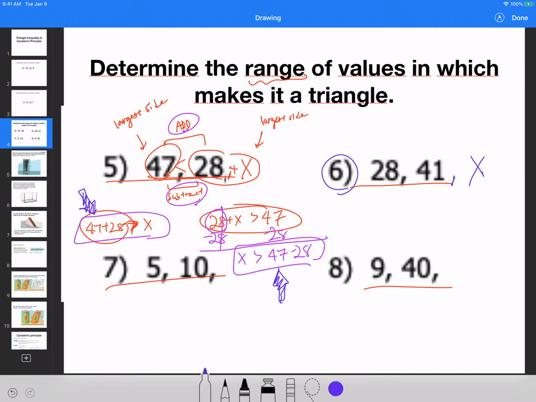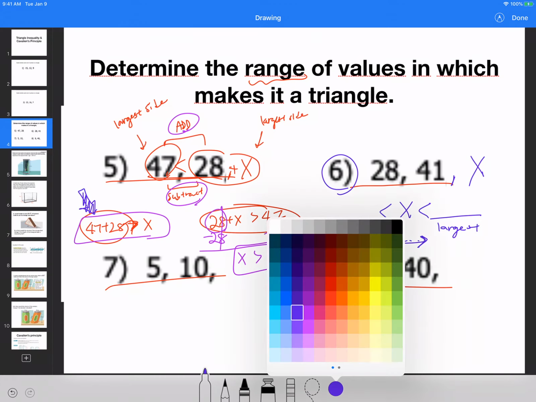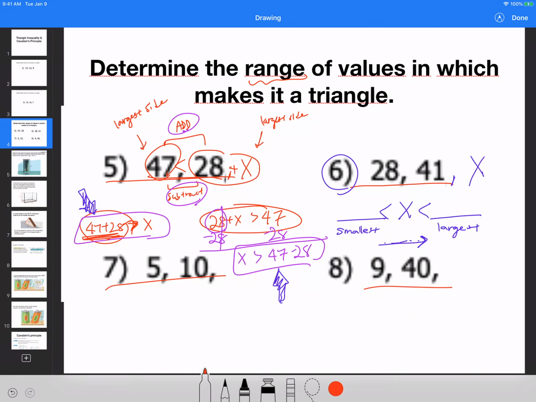The way that you find the interval, the range of the values in which it makes a triangle, is if x is right in the middle and you open these little intervals, crocodile's mouth facing in. I like to usually make it open from left to right. So this would be your smallest possible length, and this would be your largest possible length. And the way that we have done it before is that we have found 47 plus 28 to be bigger than x.